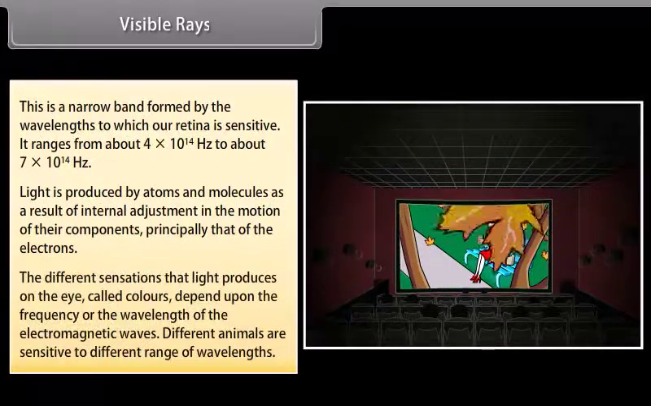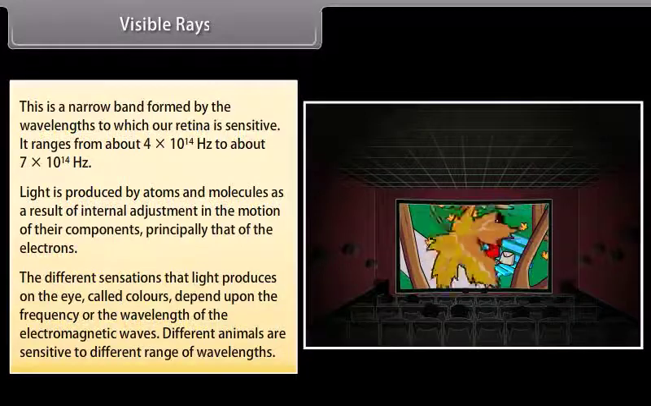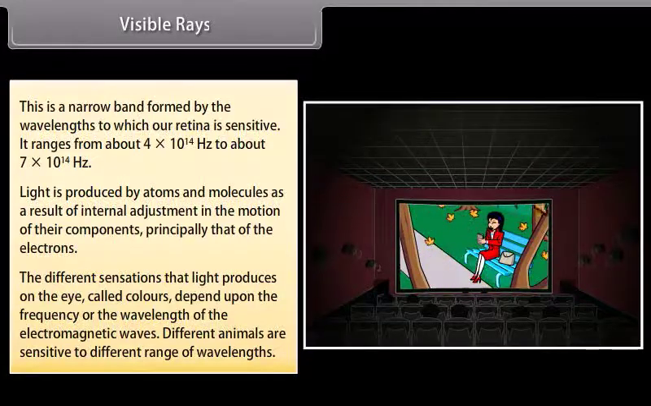The different sensations that light produces on the eye, called colors, depend upon the frequency or the wavelength of the electromagnetic waves. Different animals are sensitive to different ranges of wavelengths.